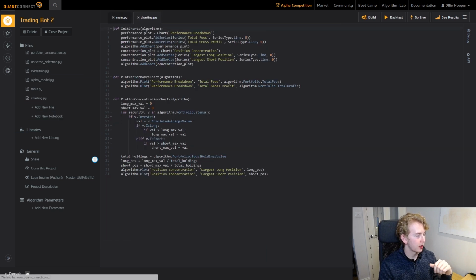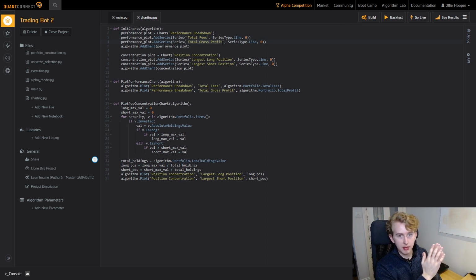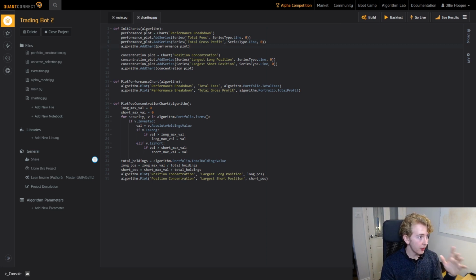So let's head into our charting script. Now we want two charts to dig into it a bit more. So we've got our performance breakdown chart, and this is going to show us our total fees and our total gross profit. So rather than what we saw before, which was just what our equity looked like, which is net of fees, we can see what our portfolio would have done without fees. If we didn't have fees, then the returns will be amplified because we're not being harmed by them. I'll try and explain that better when we get through to looking at the backtest results.